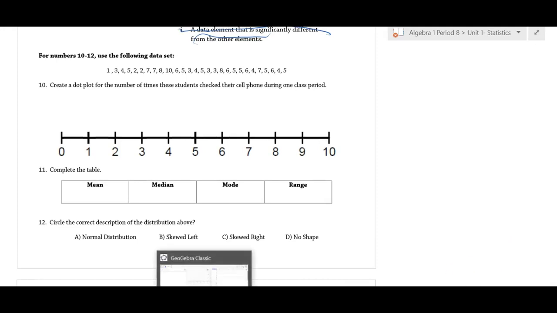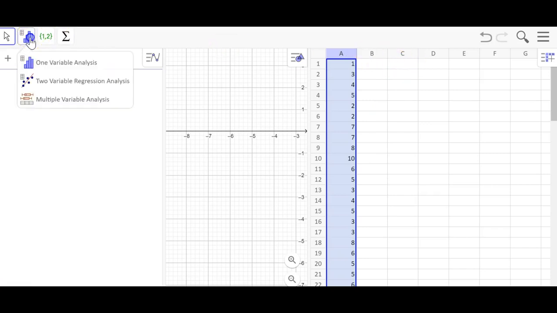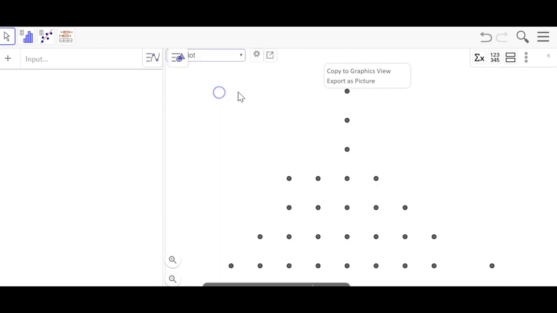So once you have all your data put into GeoGebra, just like we've done probably 500 times in class. Now, do we need another minute to put the data in? Yes? Okay. All right, so just a reminder of how to do this. If I highlight my column A, go under here, one variable analysis. Now I have a histogram, right? If I want a dot plot, I'd click up here on this little drop-down menu and choose dot plot.